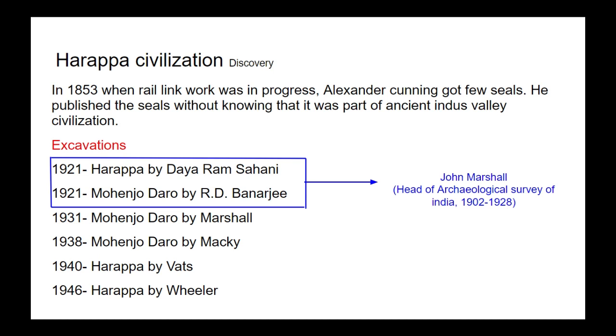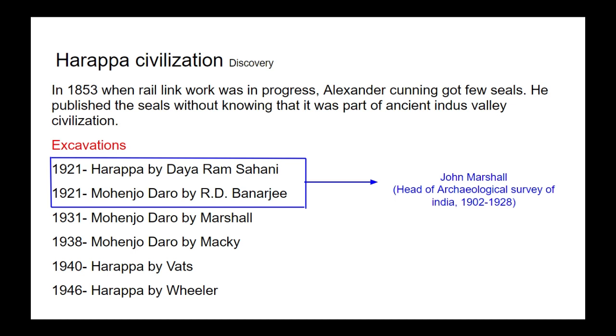The discovery of Indus Valley civilization started around 1921 after the establishment of Archaeological Survey of India. In 1921, Harappa and Mohenjo-daro were excavated by different persons. Harappa was excavated by Dayaram Sahni in 1921 and Mohenjo-daro was excavated by R.D. Banerjee in 1921. At that time, John Marshall was head of the Archaeological Survey of India. So both Dayaram Sahni and R.D. Banerjee excavated the sites under the guidance of John Marshall.